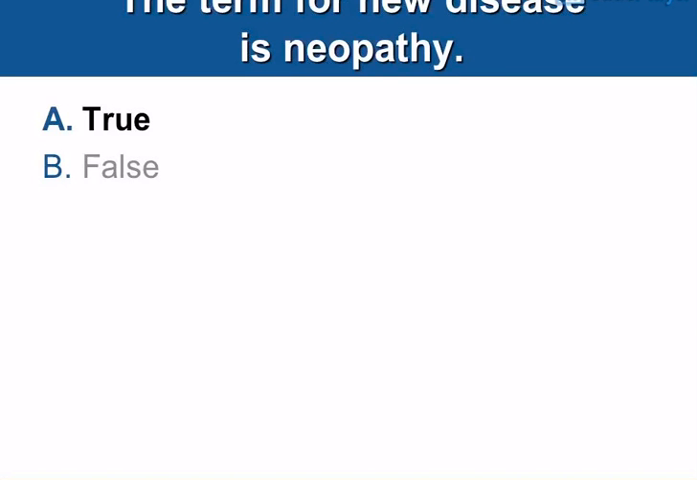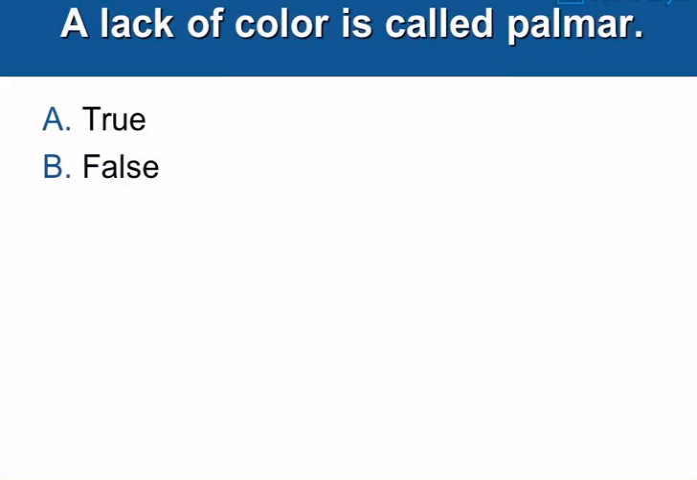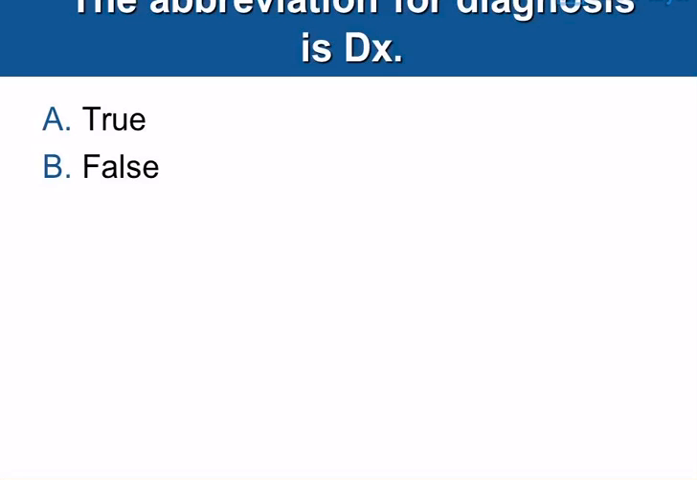A lack of color is called pallor. True. False. The abbreviation for diagnosis is DX. True. False.